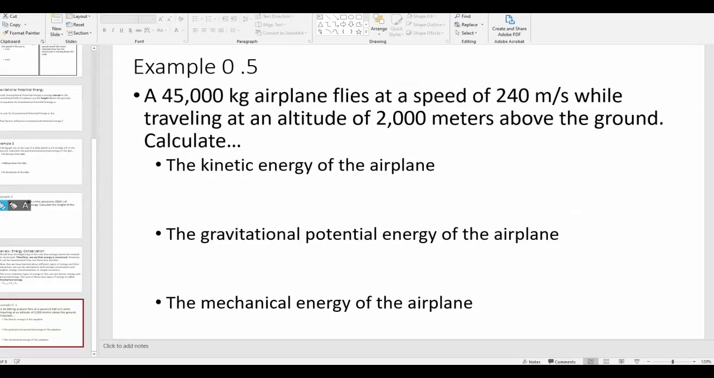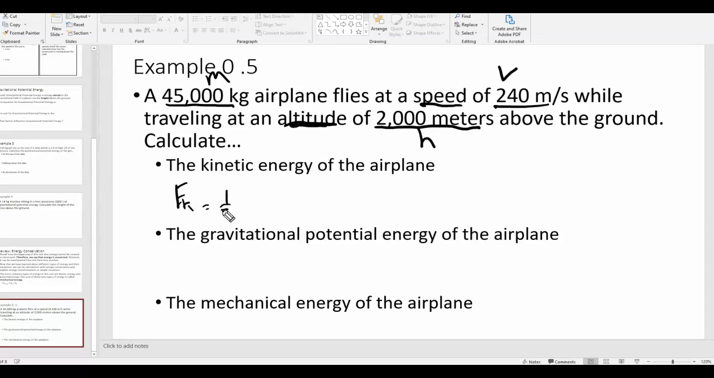Okay, so just to do a really simple example, we have a 45,000 kilogram airplane, so that's the mass, flying at a speed of 240 meters per second. That's v, okay, that's the speed, while traveling at an altitude, okay, so that's how high it is above the ground, of 2,000 meters. Okay, so there's h. Calculate the kinetic energy of the airplane.